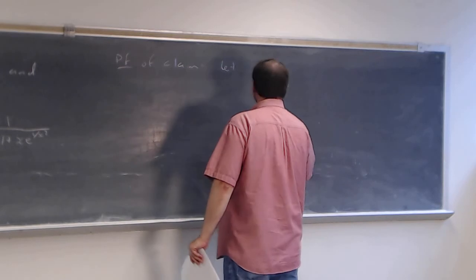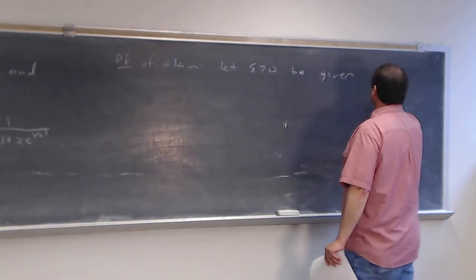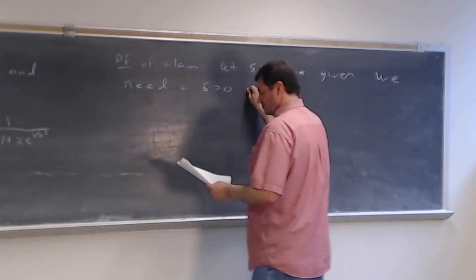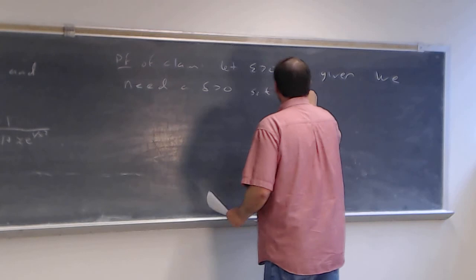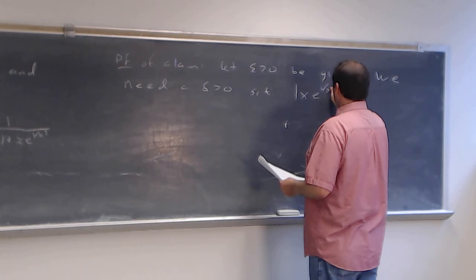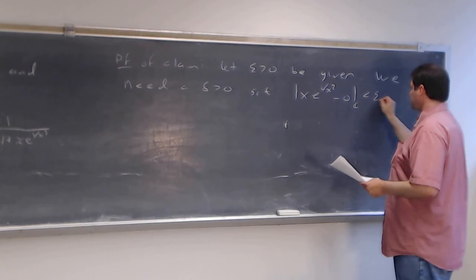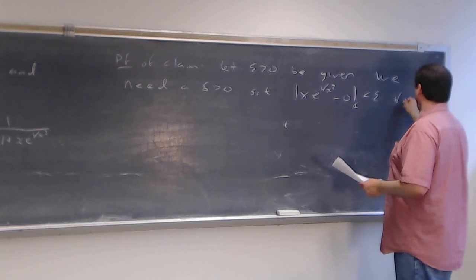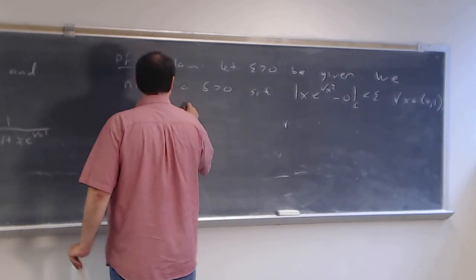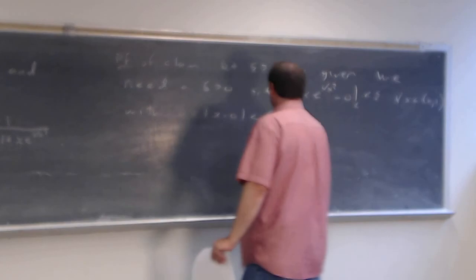So we're going to let epsilon be greater than 0 be given. We need a delta bigger than 0 such that the distance in the complex numbers of x times e to the i over x squared minus 0 is less than epsilon, and this is true for all x an element of (0, 1) with 0 less than the absolute value of x minus 0 being less than delta.